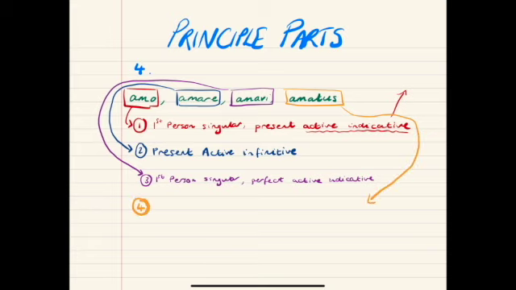And then you have your fourth principal part, which is amatus. So amatus is your perfect passive participle, your PPP, as we shall affectionately call it. There are only 3 different tenses of participles that you need in Latin, the subject of another video, but this is your perfect passive participle, which translates as having been something. So here, having been loved. And that concludes our principal parts.